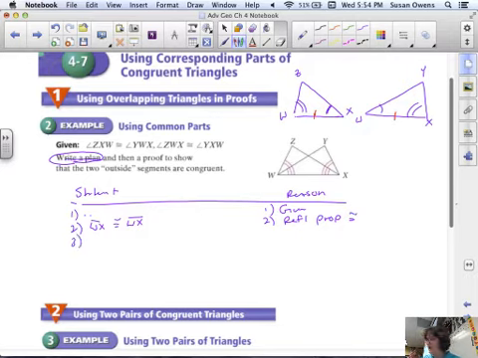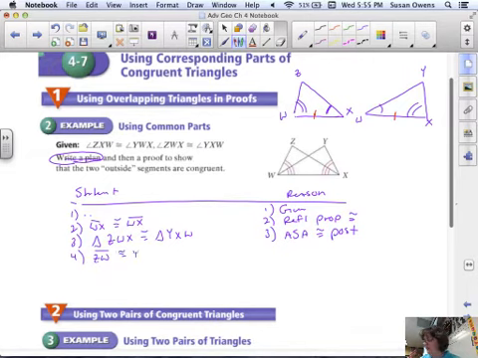Now once I do that, I have the triangles are congruent. So triangle ZWX is congruent to triangle YXW, and I have the angle-side-angle congruence postulate, and now I can say that the two outside segments, ZW is congruent to YX, and that is CPCTC.